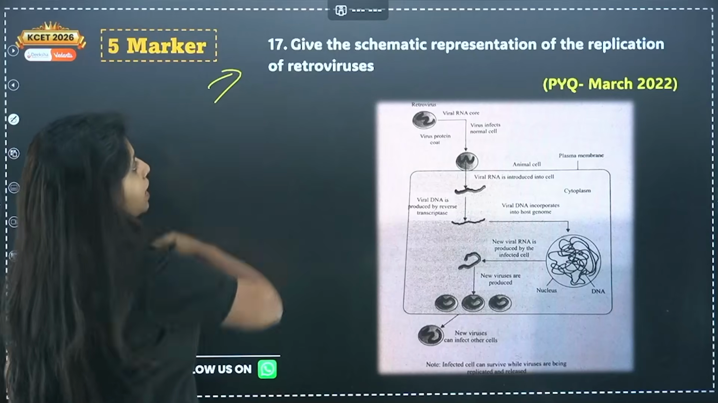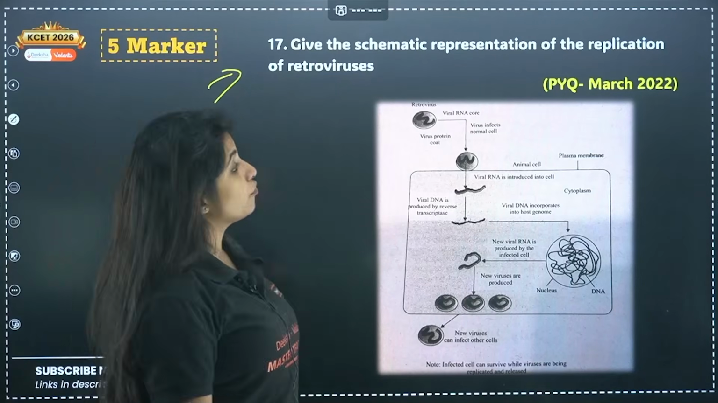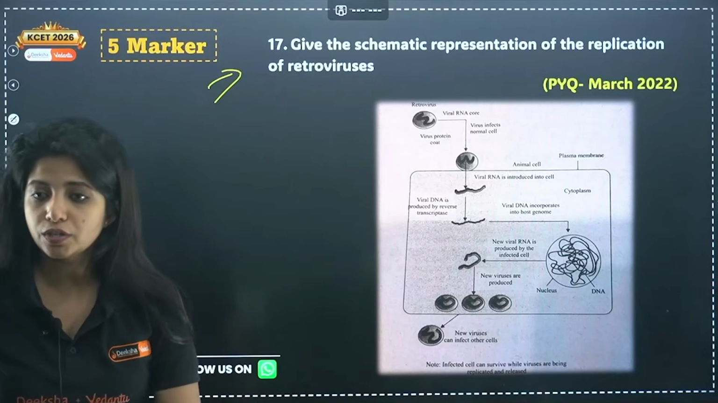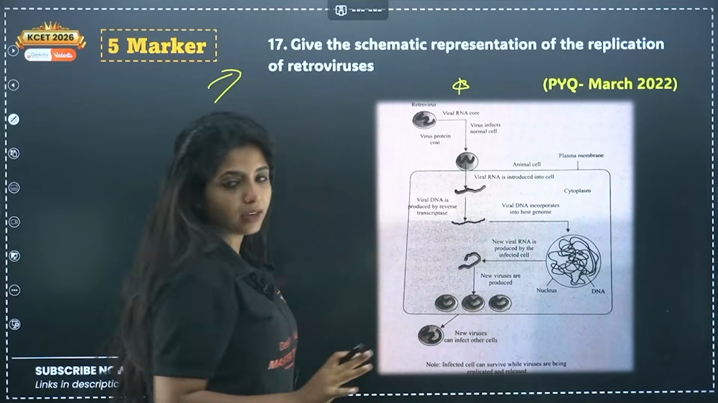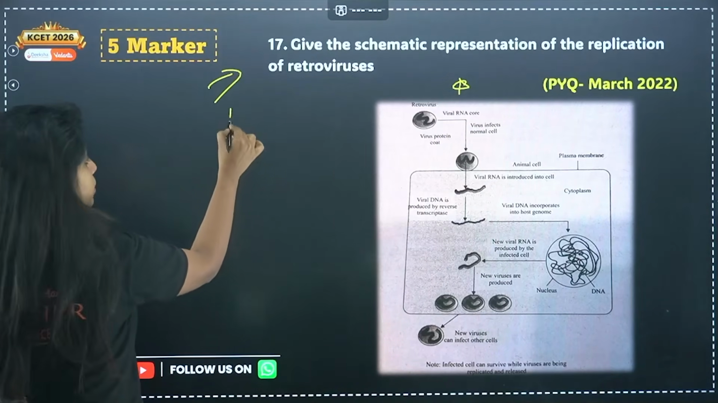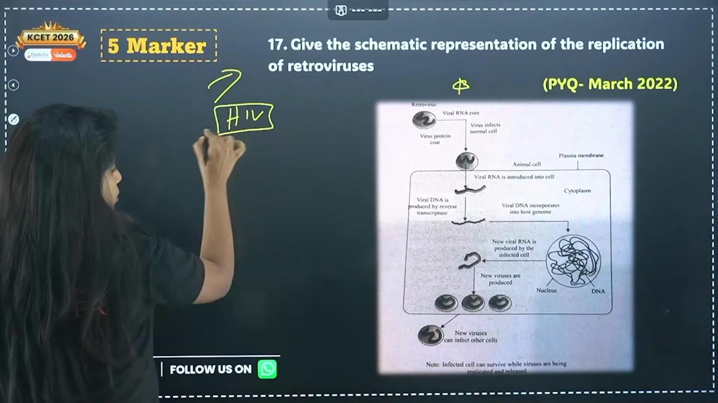Question number 17. Give the schematic representation of replication of a retrovirus. Now this is a super important question. You might be asked to draw this as well. So listen to me. HIV is a retrovirus. Agreed? HIV is a retrovirus.